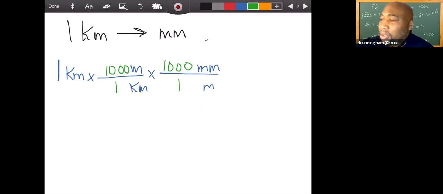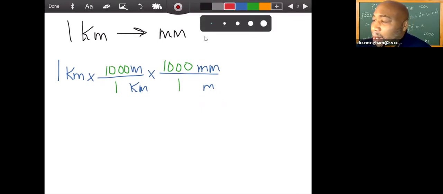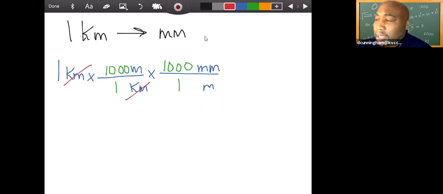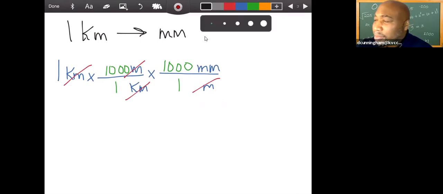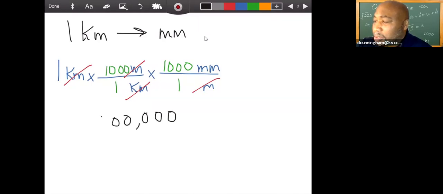In this case, we cancel out our units. Look at this, our units cancel, and we're left with millimeters. We just multiply it through, 1 times 1,000 times 1,000, which gives 1,000,000, and this would be millimeters. So this gives me 1 million millimeters when we do the math there.